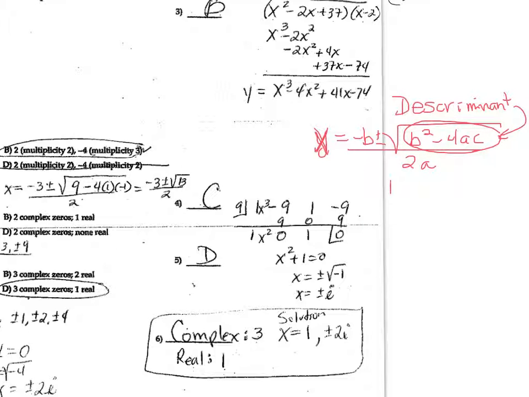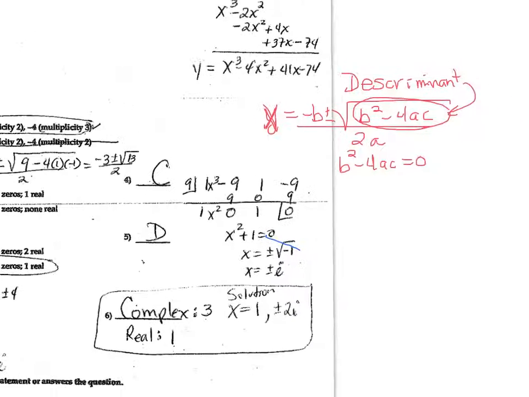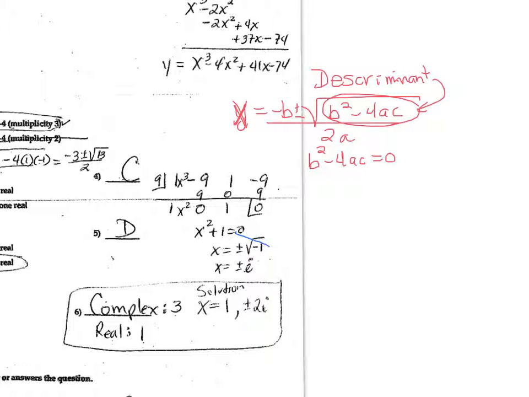If b squared minus 4ac is equal to 0, what's the conclusion? How many solutions are you going to have and what type? Is it 2? All of this is 0, so you only have one solution. Whatever negative b over 2a is, that's the solution. So this is going to produce one real solution.